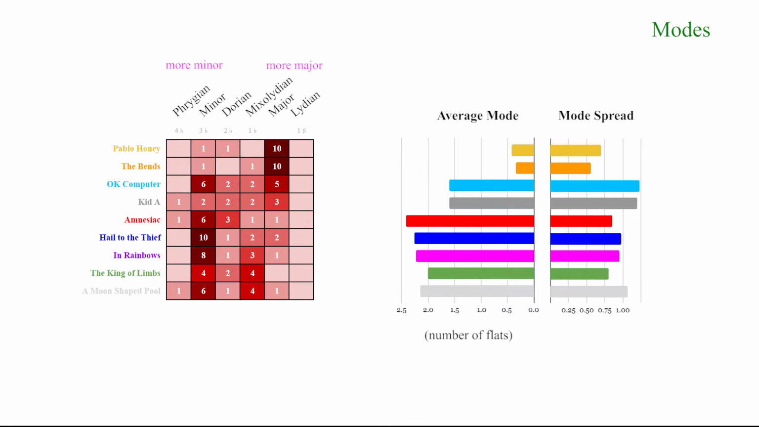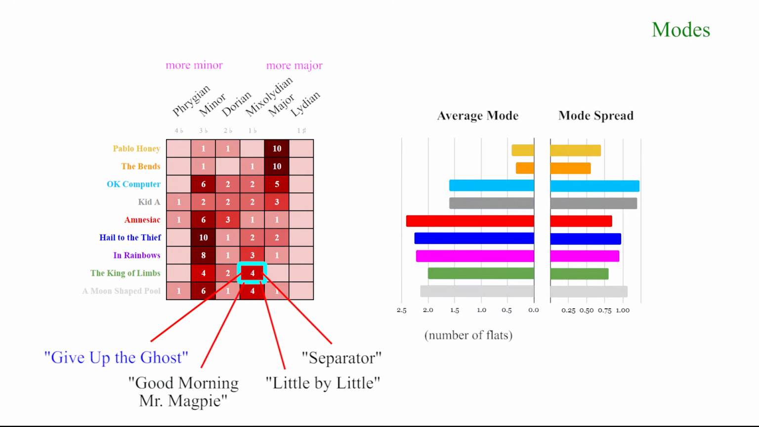The King of Limbs is the peak of this trend, with no major key songs at all. The Mixolydian mode has a monopoly on the major-sounding content of this album. Give Up the Ghost and Separator are the most obvious examples, while others such as Good Morning Mr. Magpie and Little by Little infuse the Mixolydian mode with some unusual borrowed chords.